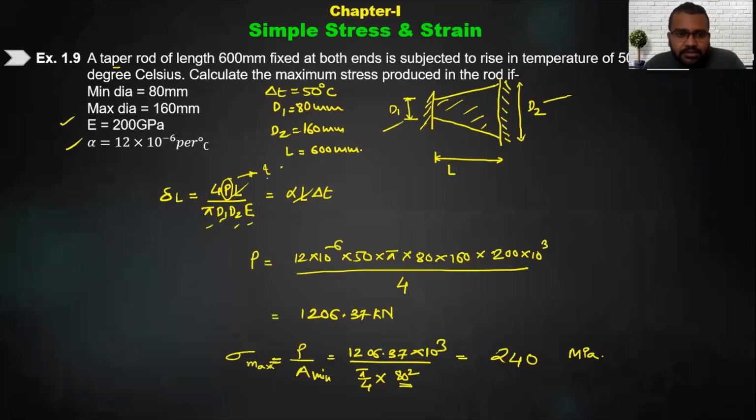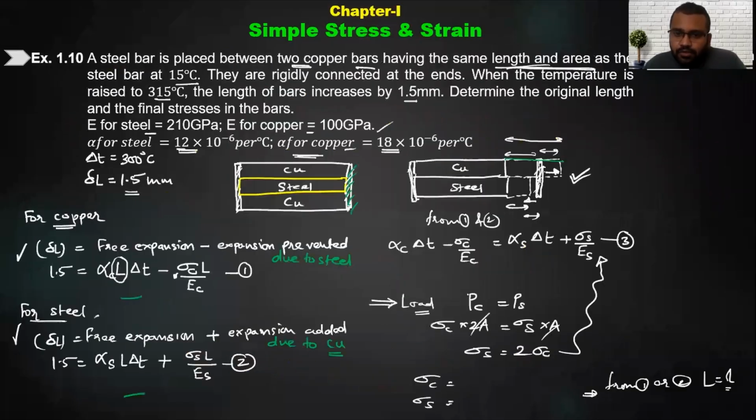Now let's go to some more questions like the question which we solved in the last session before we ended the morning session. In this question we had a copper and steel rod subjected to a change in temperature, and because of the combination of materials, copper having a larger alpha, that is coefficient of expansion, tried to expand more.